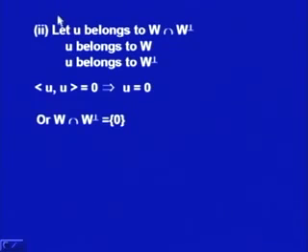To prove the second property, let u belong to W intersection W perpendicular. That means u belongs to W as well as u belongs to W perpendicular. Since the vectors of W and W perpendicular are orthogonal, if we take a vector from W and a vector from W perpendicular, their inner product will be 0. So we take u from W and u from W perpendicular. The inner product of u with u is 0, and that happens only when u is equal to 0. So if u belongs to W intersection W perpendicular, then that vector has to be 0. That simply means that W intersection W perpendicular is nothing but the 0 vector.